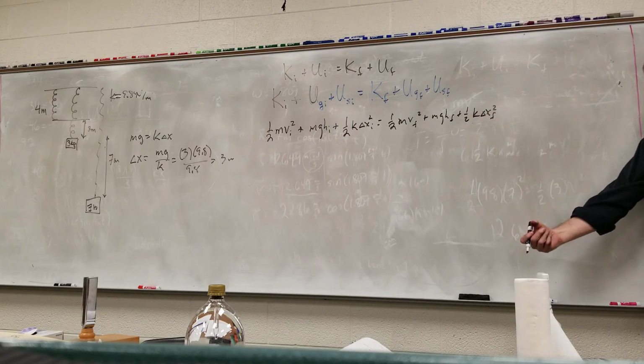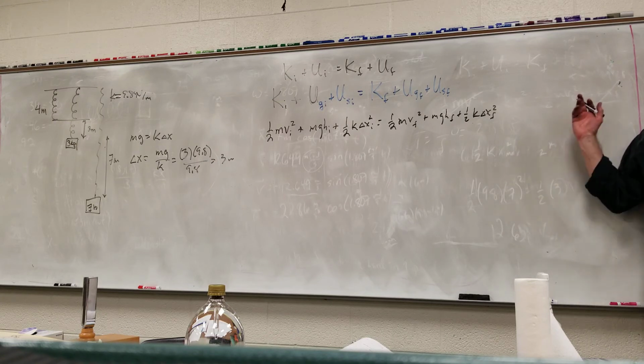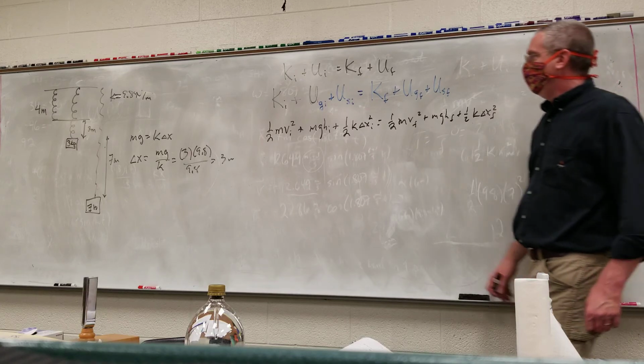So I pulled it down there and I've let go, and I want to figure out where the speed is the fastest and what that speed is. What can I get rid of? Initial velocity.